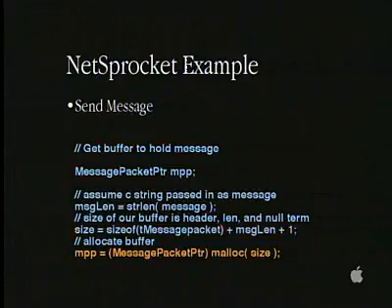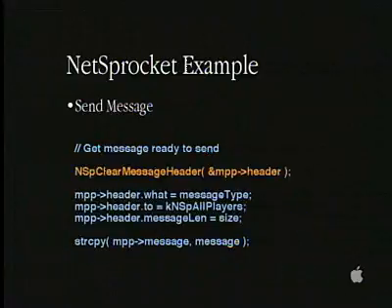Then we allocate a temporary buffer for this message. And we tell NetSprocket to initialize that message and get it ready for use. And basically, you do that by just passing it the address of the header at the front of the message. You're going to tell it the message type.